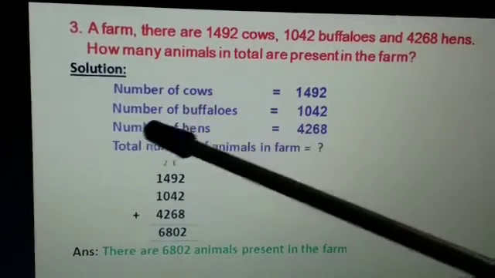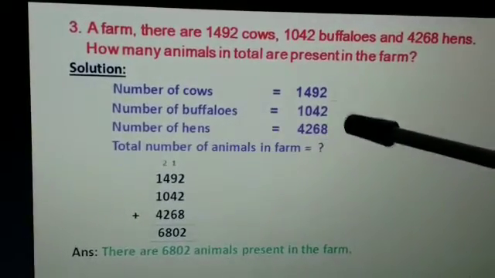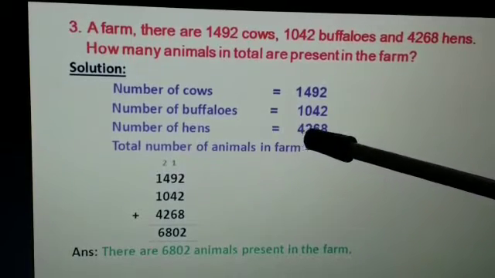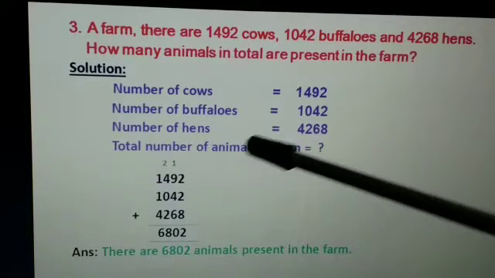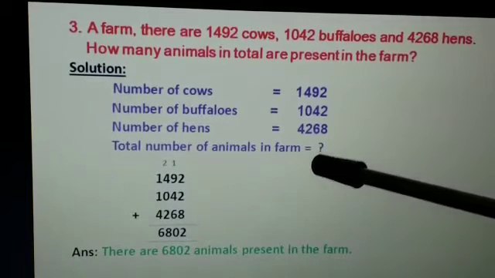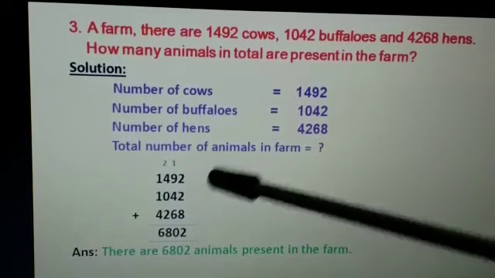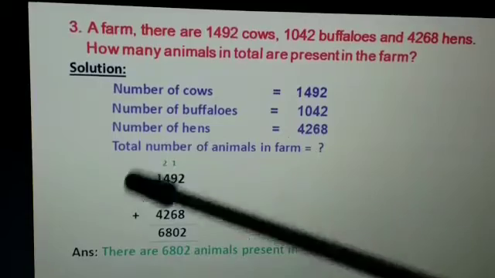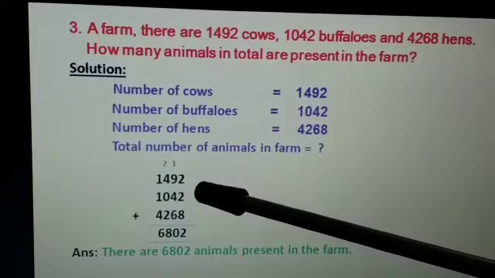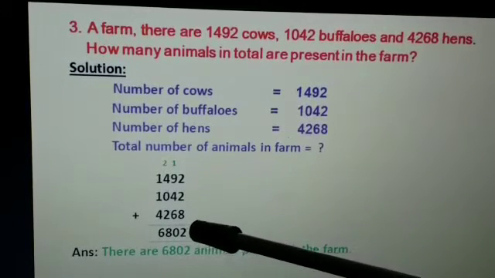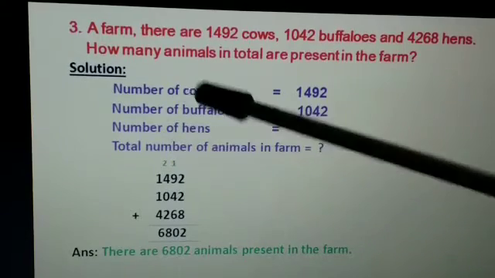The statement will be number of cows 1,492, number of buffaloes 1,042, number of hens 4,268, and we have to find the total number of animals in the farm. Again we will arrange all these numbers in proper columns, then add. Now all these numbers are arranged, then we will add 2 plus 2 is equal to 4, 4 plus 8 is equal to 12. 2 will be here and 1 will be carried over at the tens place.